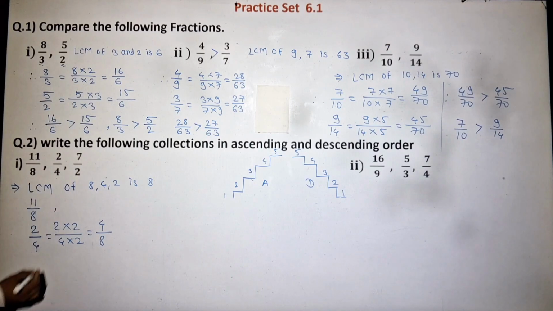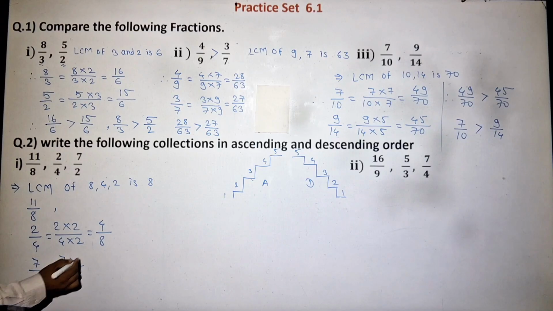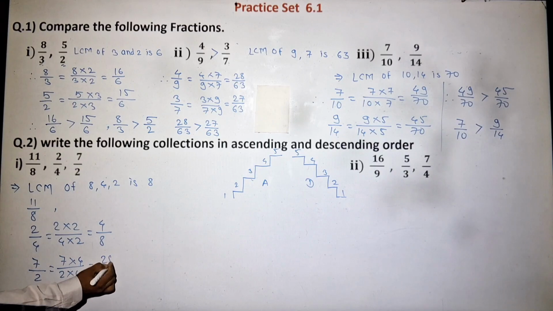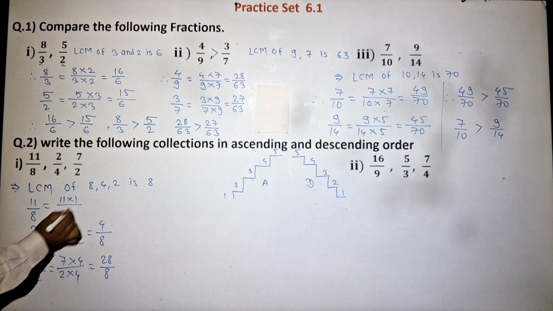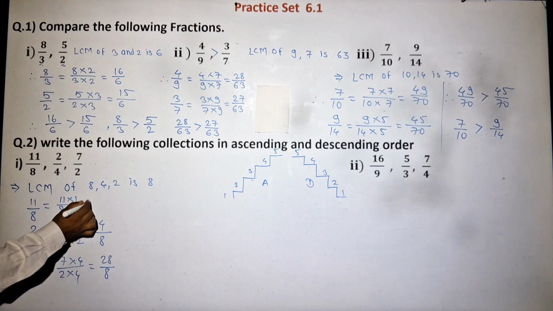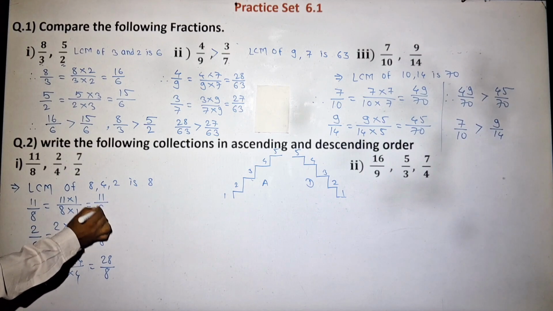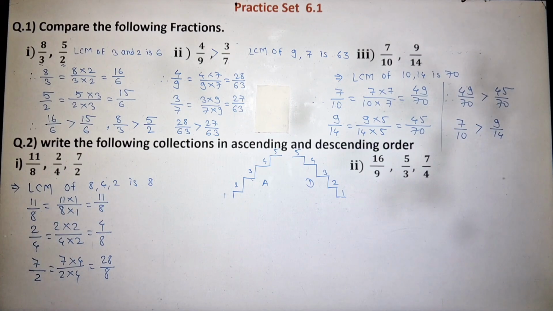Next one, 7 by 2. We can write this as 7 into 4 and 2 into 4, which is nothing but 28 by 8. If you want, multiply 11 by 1 and 8 by 1 to get 11 by 8. This is not essential or compulsory.